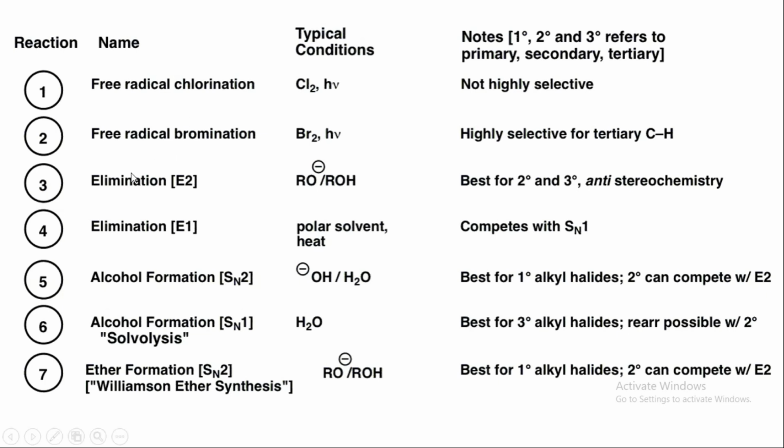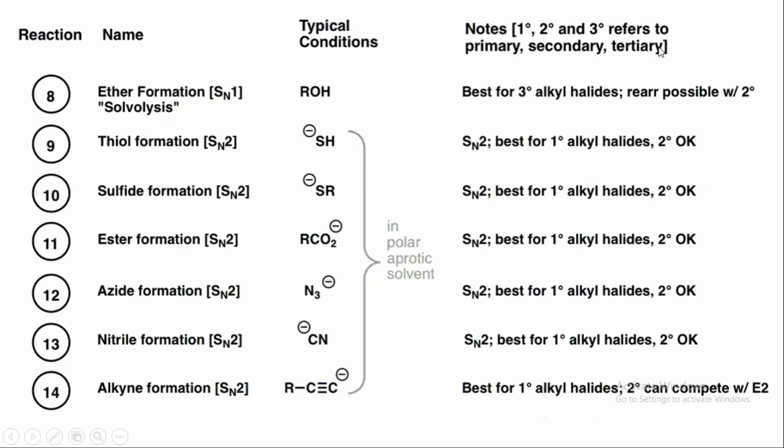Here you can see the reaction number is given, what type of reaction it is, and which conditions are used. It is also given whether it is preferably for primary, secondary or tertiary halide, and whether it is SN2, SN1, E1 or E2, everything is mentioned. Maximum reactions of this part are substitution.